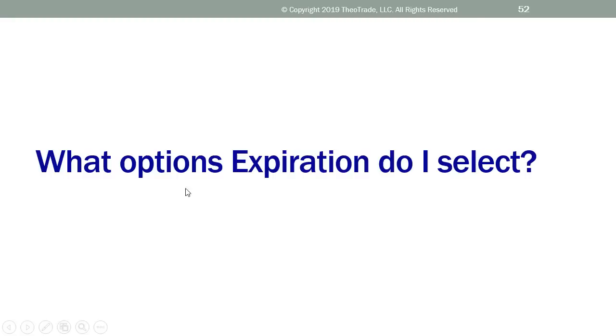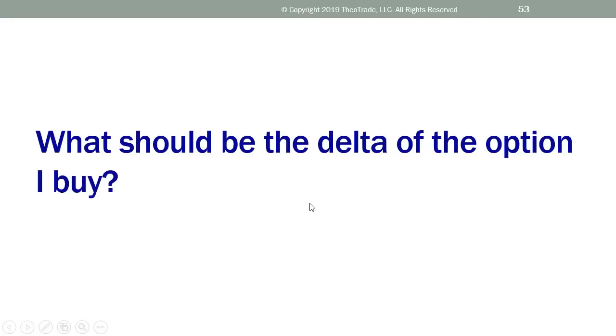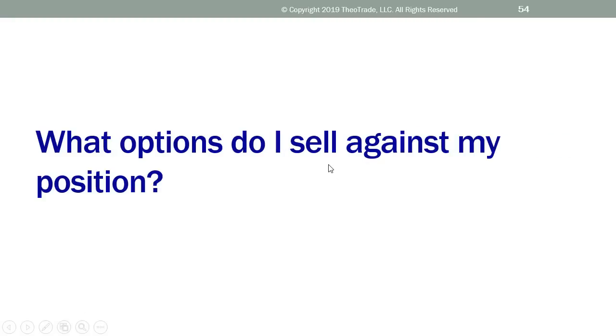Next, what options expiration do I select? Should I do this for 10 days or 17 days or 38 days or 58 days? I'm going to tell you right now, there is a definitive answer to that. What should be the delta of the option I buy? Because some people don't even know what delta even is. You got to have the delta of the option to buy. The delta, what options do I sell against my position?